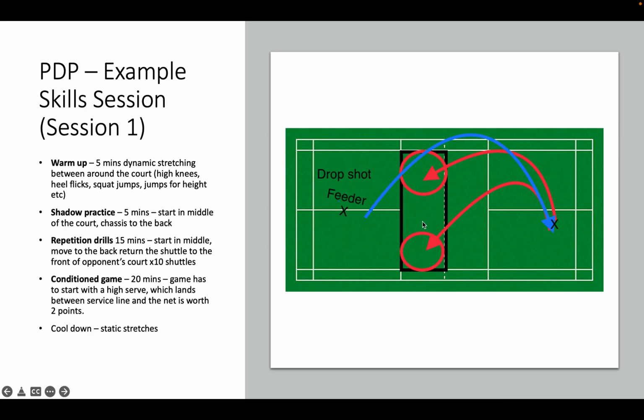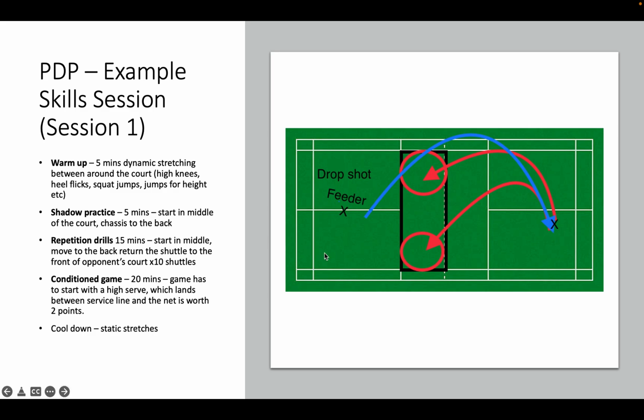We would then move into some repetition drills, which you can see on screen here. So we would work with a partner on the full court, and the partner would then serve across continuously to the other person, who would start in the middle, move to the back of the court, and then play a drop shot. And we're looking for that low penetrating flight that's going to just land over the net and in between the service line and the net.